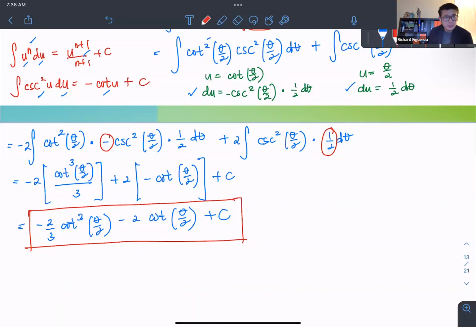So negative 2/3 cotangent cube theta all over 2 minus 2 cotangent theta all over 2 plus c. And that's the last example for case number 5.